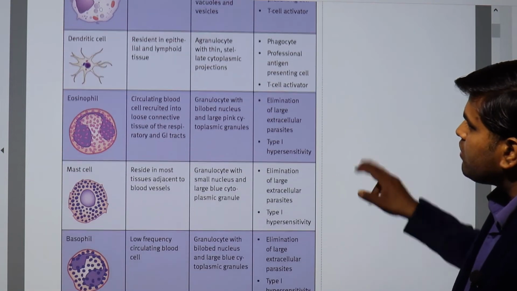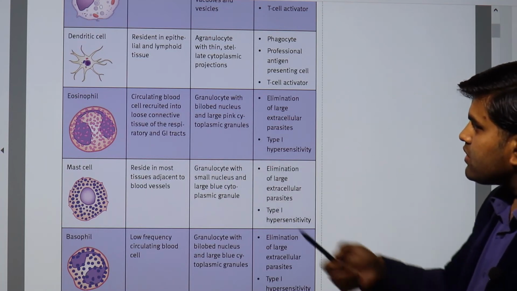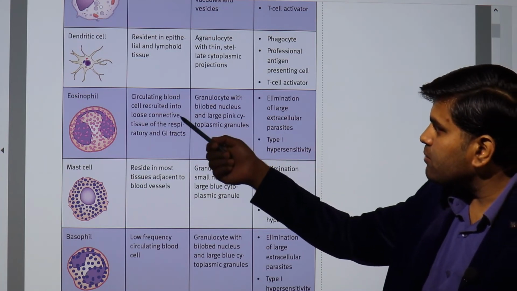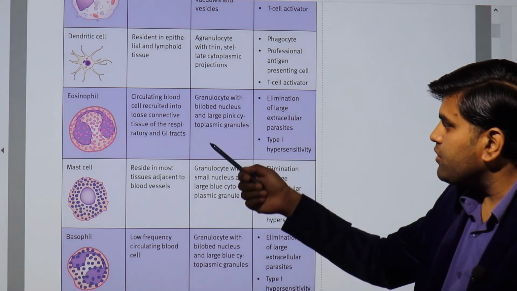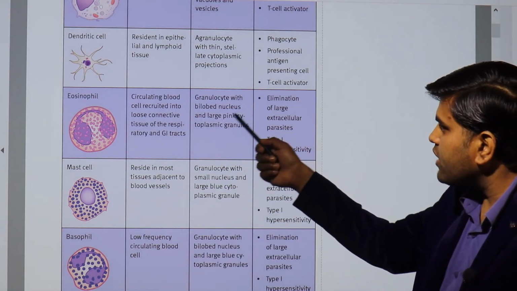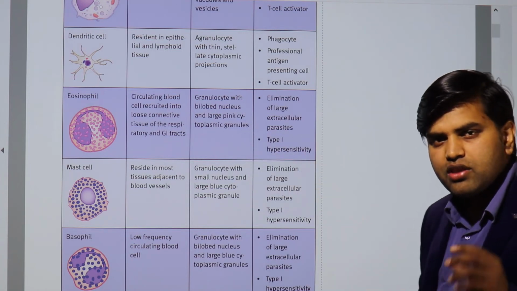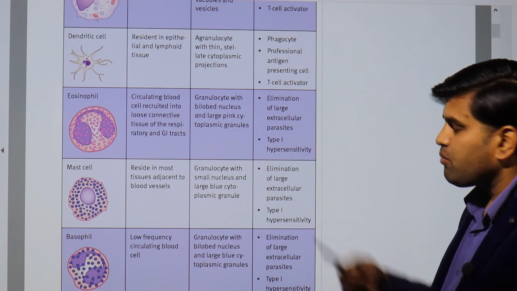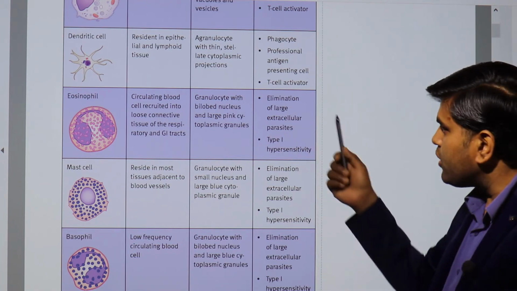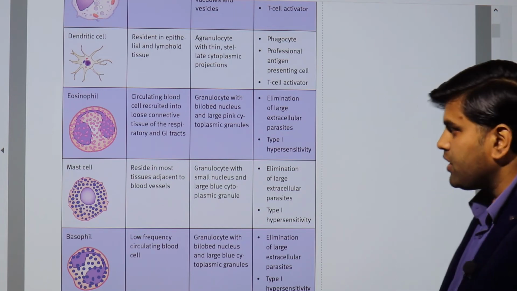So now coming to the eosinophil, you can see this is the bilobed nucleus with the large granules. This is a circulating blood cell recruited into the loose connective tissue of the respiratory and GI tracts. They are granulocytes with the bilobed nucleus and large pink cytoplasmic granules. Their function is elimination of large extracellular parasites as well as type 1 hypersensitivity.